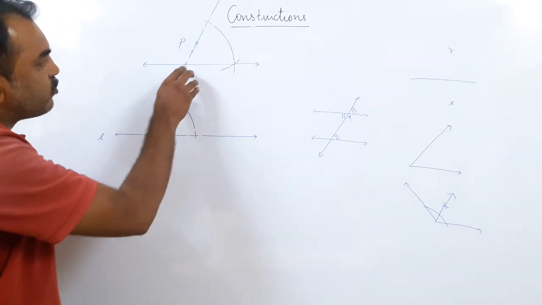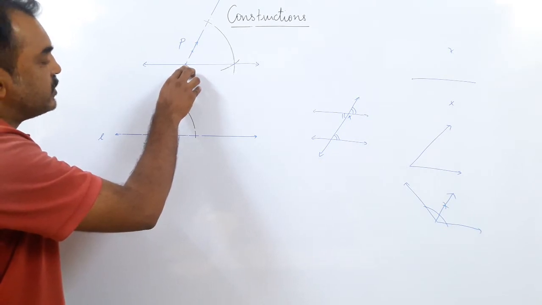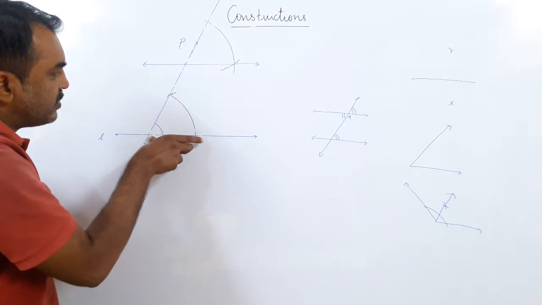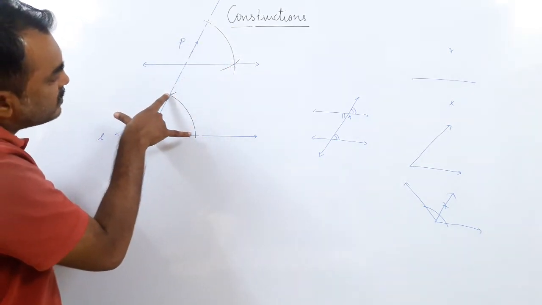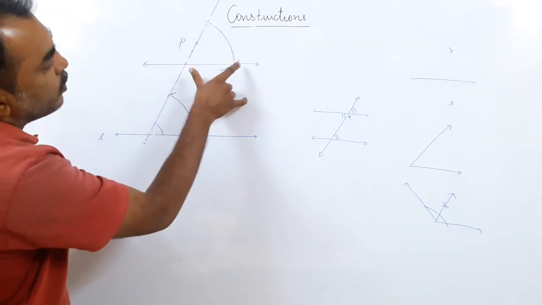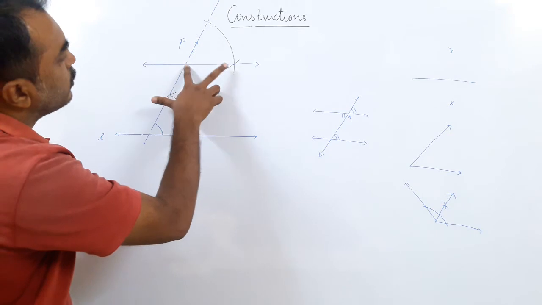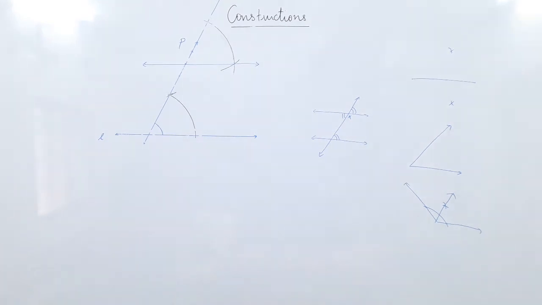Now all I have to do is, from the very same point, draw an angle of the same measure. So I constructed this arc. From the same point I constructed this arc. Then I saw what is the distance between these two. And the same distance I took over here, so I got this point. Then I got the 2 points, so I passed the line through both the points and I got the parallel line.